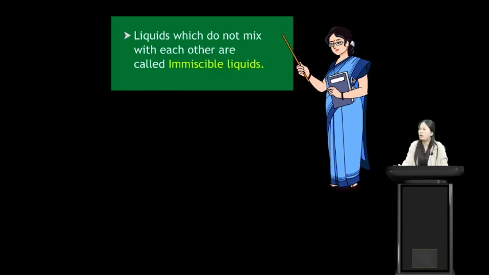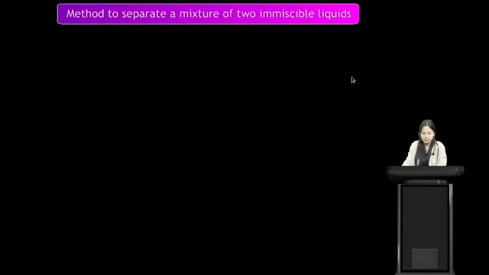So here, liquids which do not mix with each other are called immiscible liquids. Remember this term, okay students? When we mix water with oil, we see that they do not mix with one another, but two layers are formed. So these liquids which do not mix with each other are called immiscible liquids. Now, the method to separate a mixture of two immiscible liquids: how do we separate two liquids which do not mix with each other?